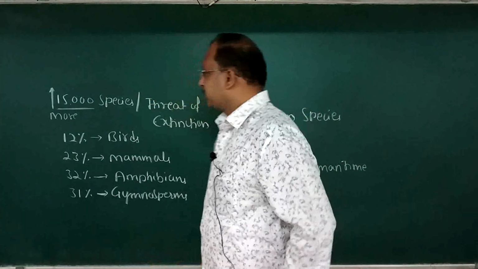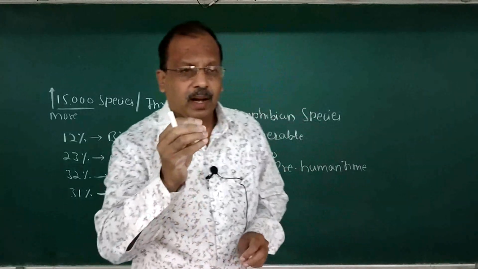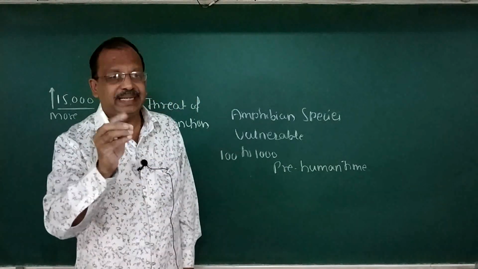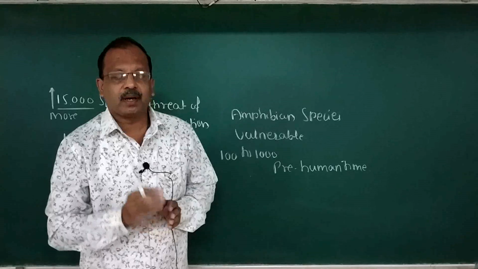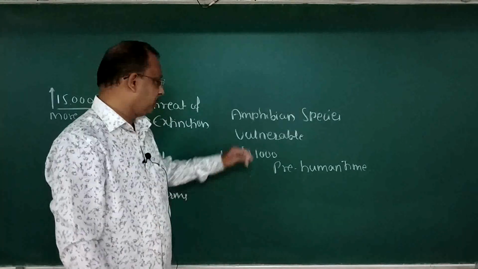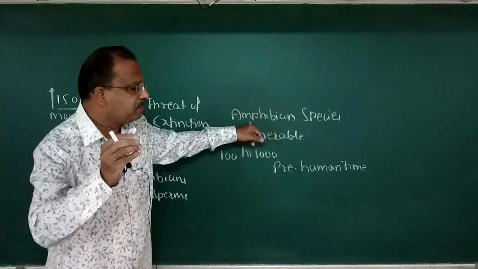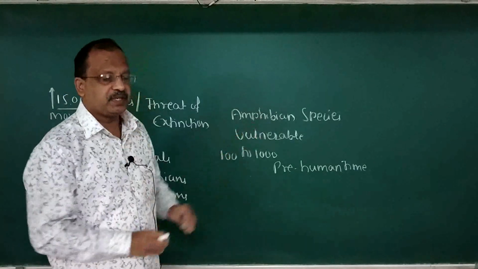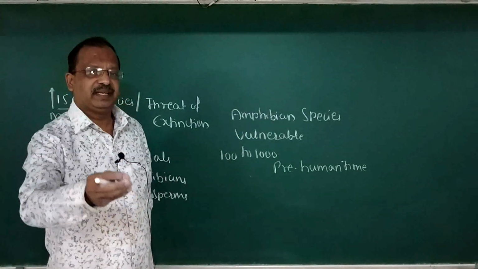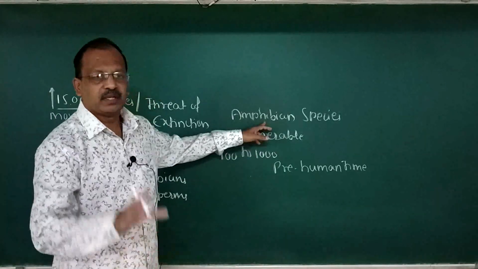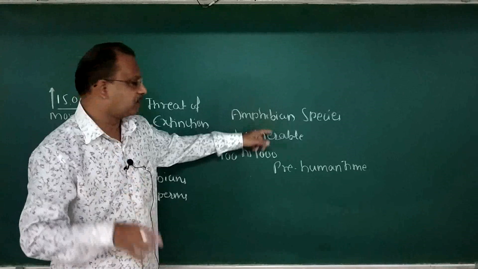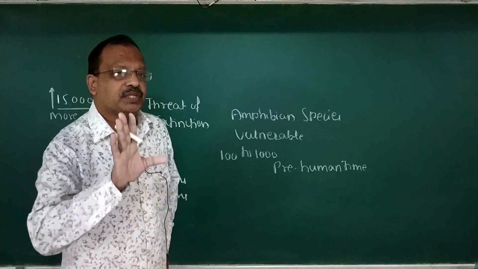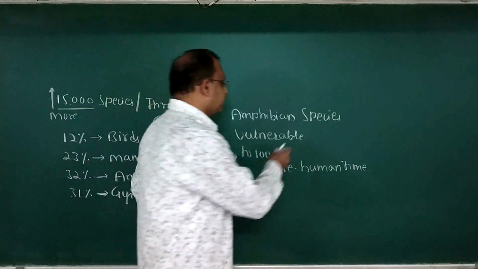Okay, now look at one more important matter. Careful analysis of the record indicates that the rate of extinction of species is not random. Some amphibian species are more vulnerable to extinction. You already know amphibians survive both on land and in water. Vulnerable means in danger of becoming extinct if the causative factors remain constant.